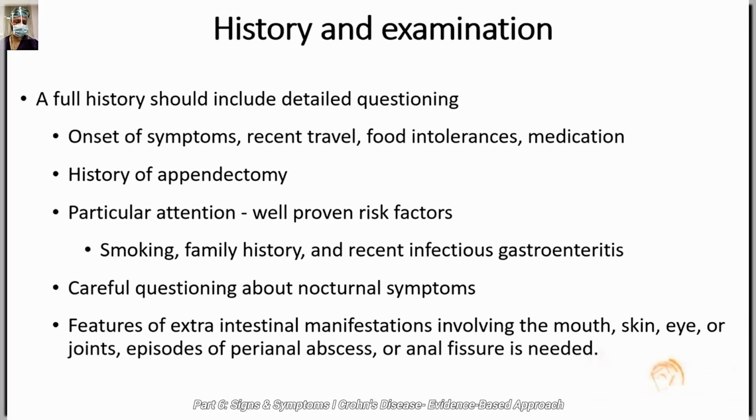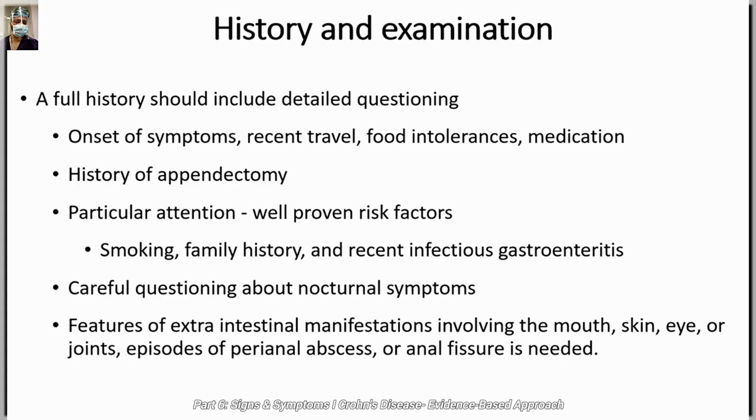In a suspected case of Crohn's disease, a full history should include detailed questioning regarding the onset of symptoms, recent travel history to rule out infectious diarrhea or amoebic colitis, food intolerance, medications, the history of appendectomy and the age at the time of appendectomy. Particular attention should be given to the well-proven risks for Crohn's disease like smoking, family history of inflammatory bowel disease, and recent infectious gastroenteritis, which may flare up the inflammatory bowel disease.